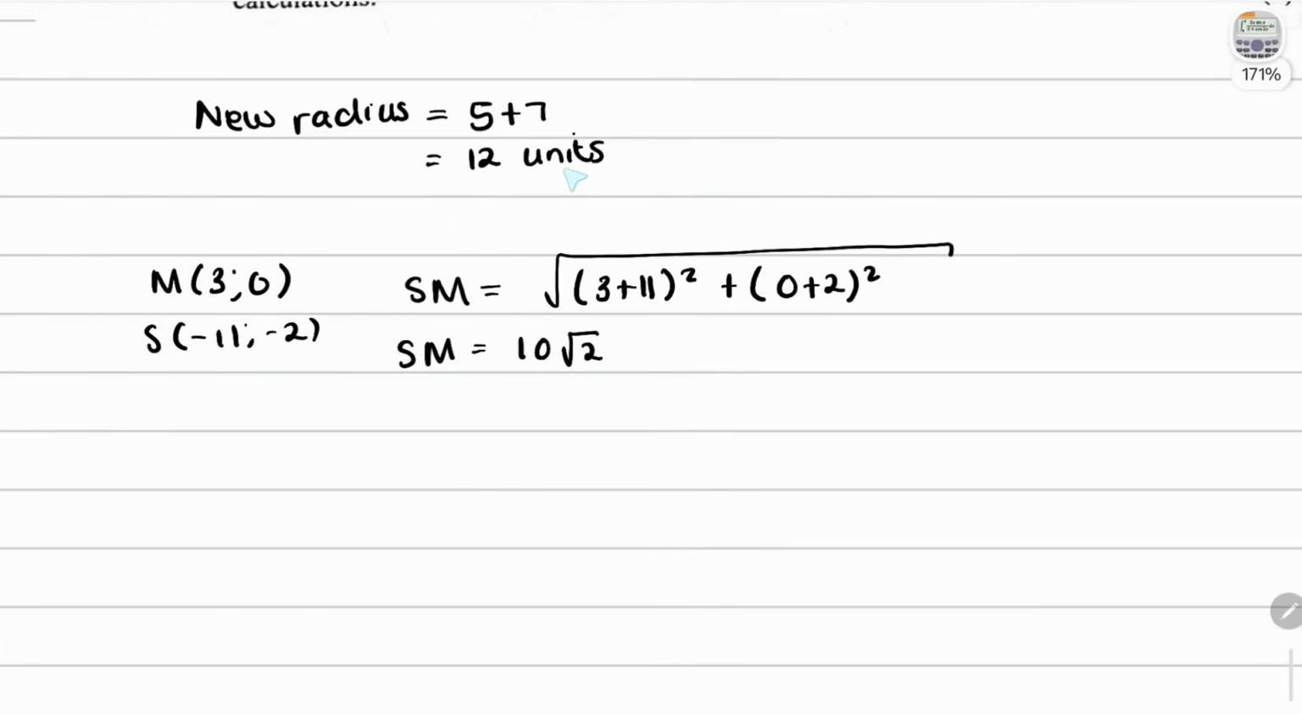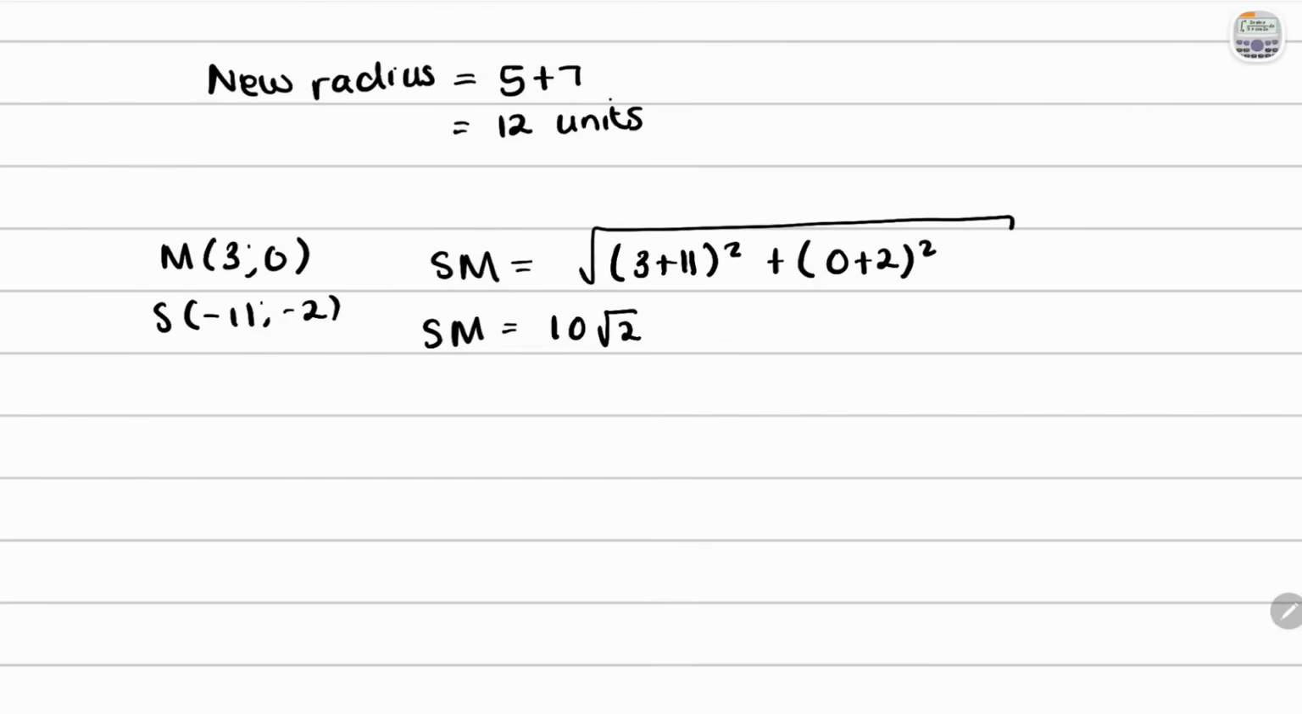Let's use this and compare these two. It's that scenario where I said that the distance is greater than the radius, because you can see that's about 14.14. And because the distance is greater than the radius, this means that it lies where? The distance between them is bigger than the radius, so it's outside.